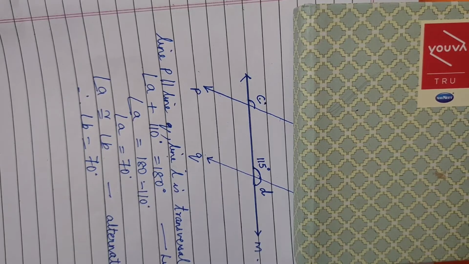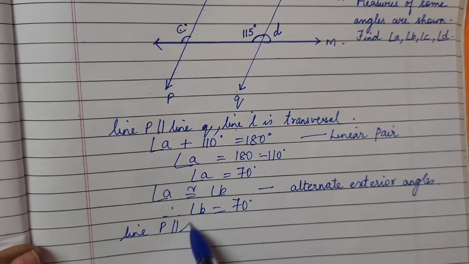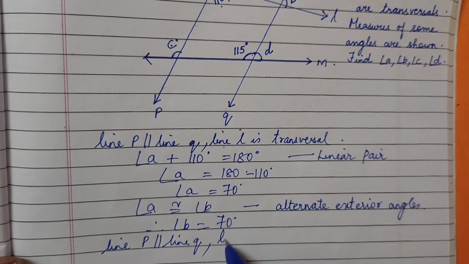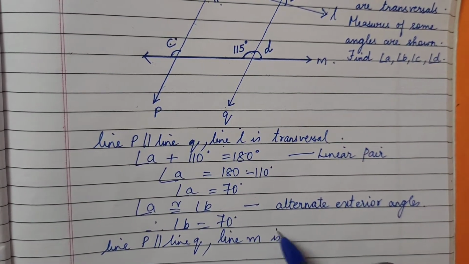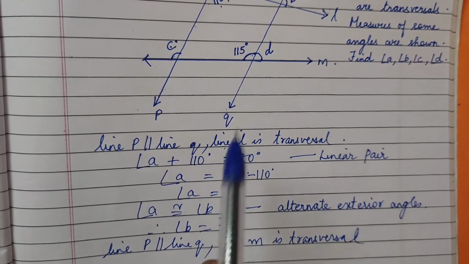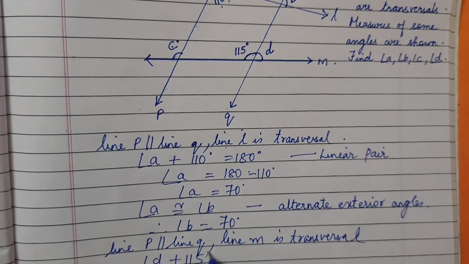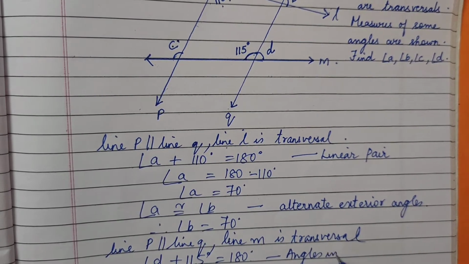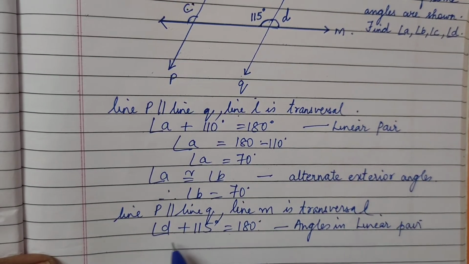So can we write it now? We are writing now: parallel lines remain the same, only the transversal we have changed. Line P is parallel to line Q, and now line M is the transversal, this one. Once we have written this, can we write the linear pair? Yes, that means angle D plus 115 degrees equals 180 degrees. We say angles in the linear pair.